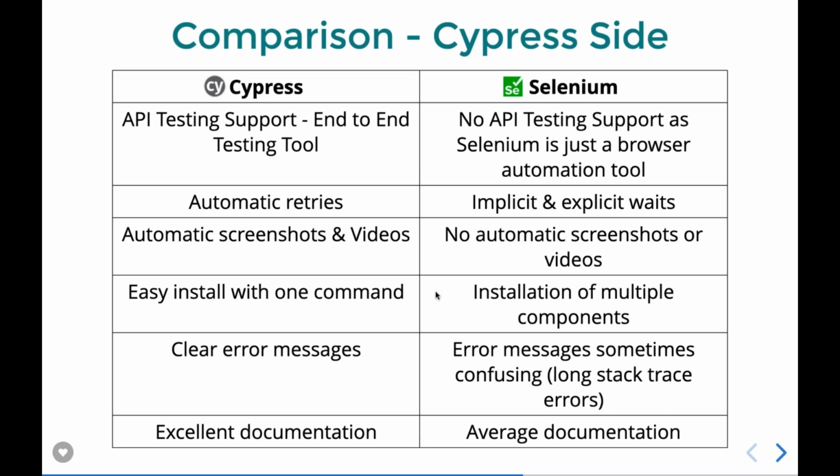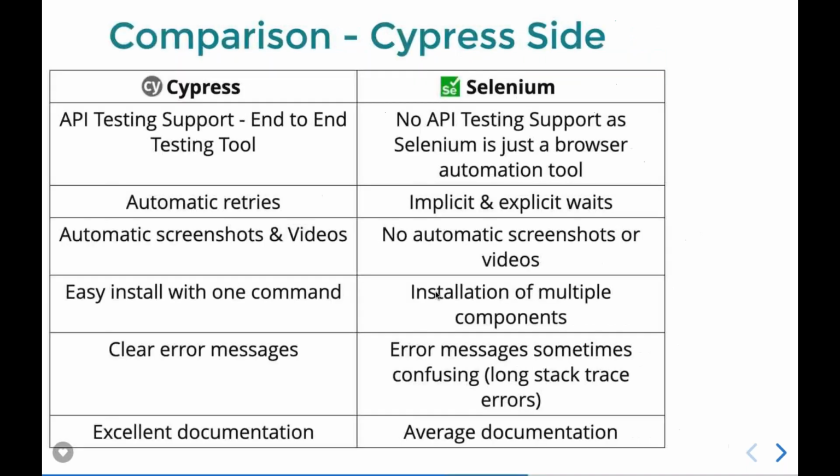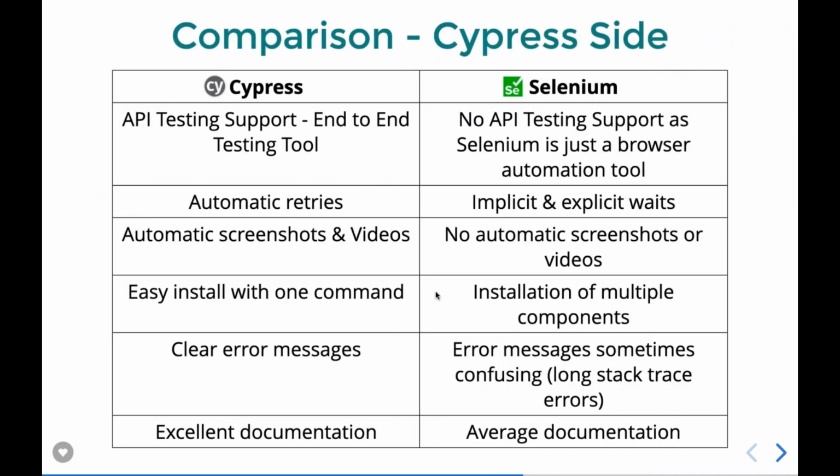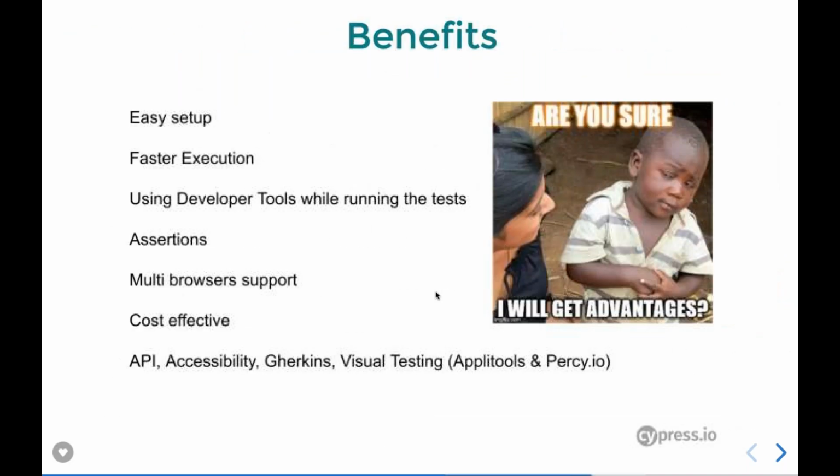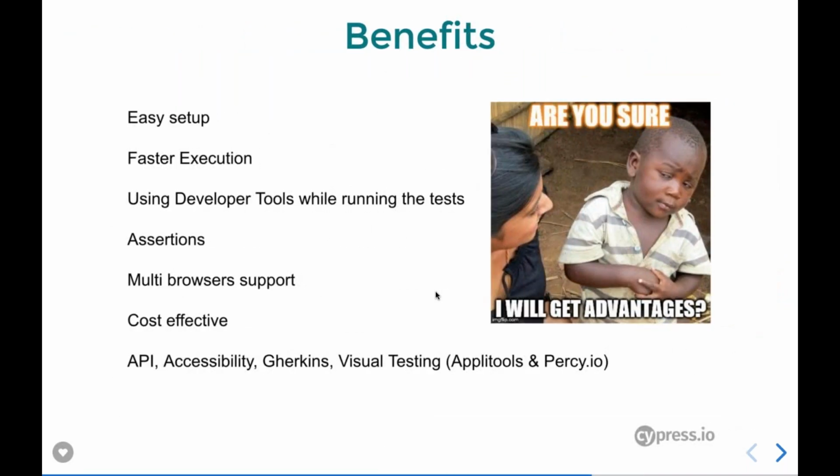And Cypress has excellent documentation. If you go to the cypress.io website, you will have excellent documentation about how to use Cypress. But Selenium has average documentation, but excellent community support, like I said earlier. I believe that this particular comparison would have given you some idea about Cypress and Selenium, and we will just see Cypress in action, so you will be able to understand what are all the features that we have discussed till now from the demo. Before we get into the demo, I'll just quickly convey what are all the benefits, at least what I have seen personally.